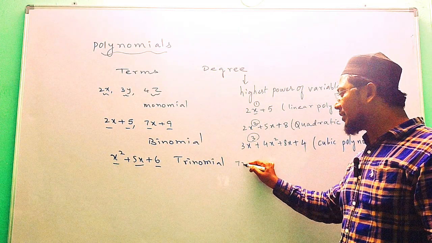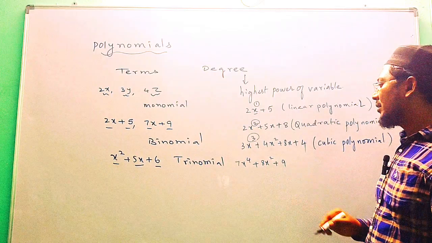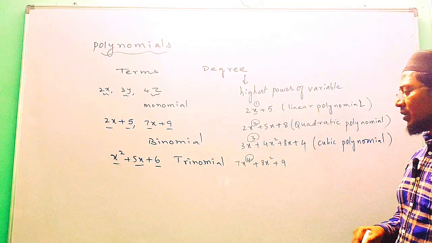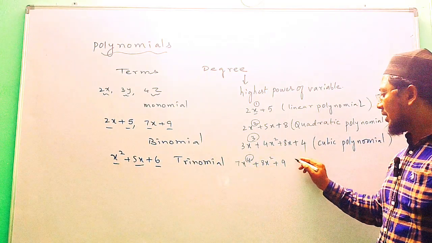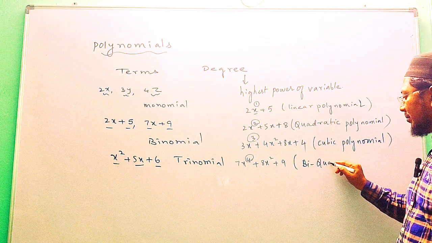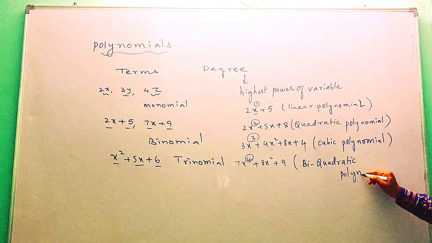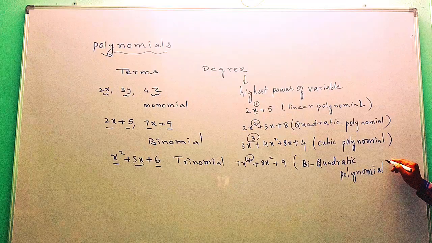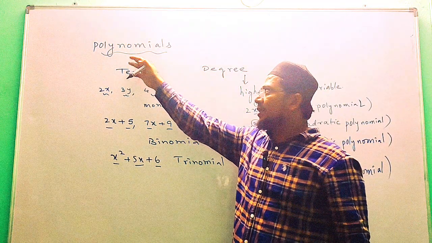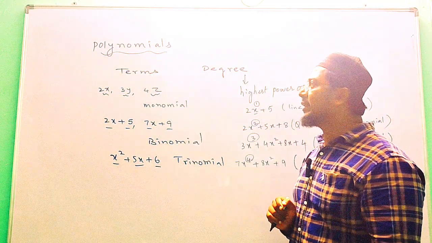Another one, suppose example 7x power 4 plus 8x square plus 9. So what is the highest power of the variable? Here the highest power of the variable is 4. So what is the degree? Degree is 4. So degree 4 means this is known as a biquadratic polynomial. So polynomial means, poly means many, nomial means expression. Any mathematical expression containing many terms.